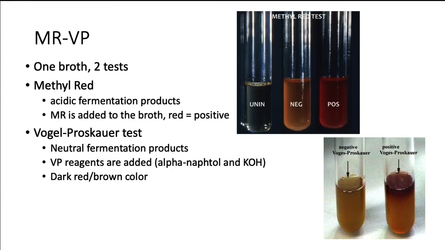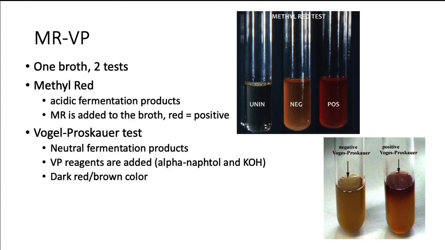What you do is you culture your bacteria in the MRVP broth, and then you add methyl red. Methyl red is a pH indicator. It's not exactly the same as phenol red. It's also a pH indicator, but the range is a little bit more in the acidic part. So it changes color when the medium is very acidic. So if you add methyl red and the broth is red, that means a positive reaction, as you can see in the figure to the right.